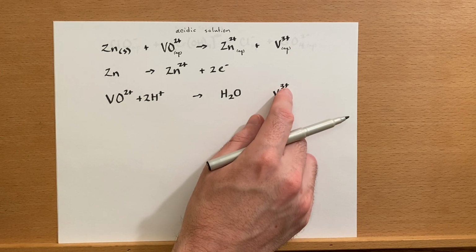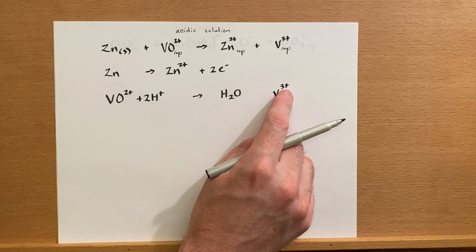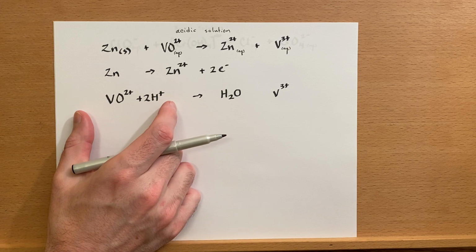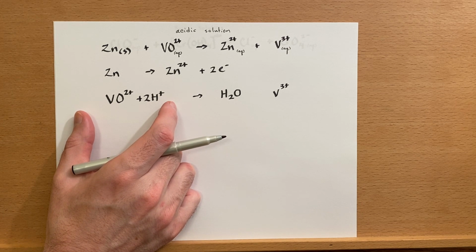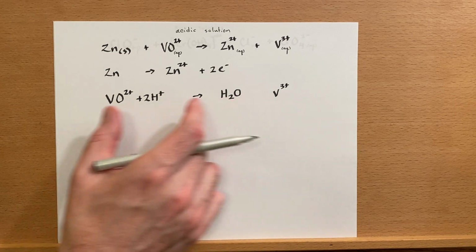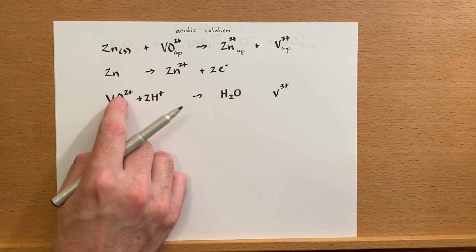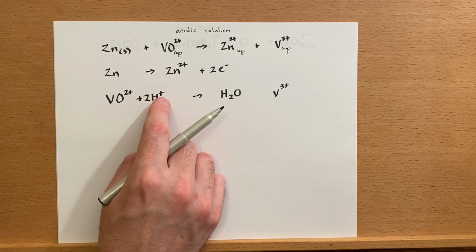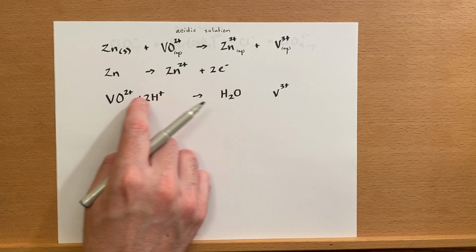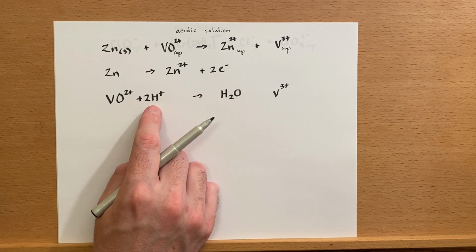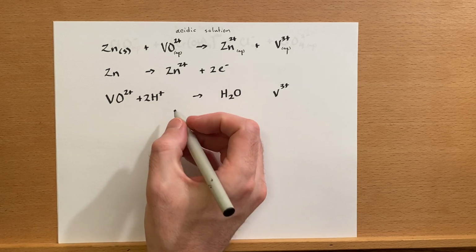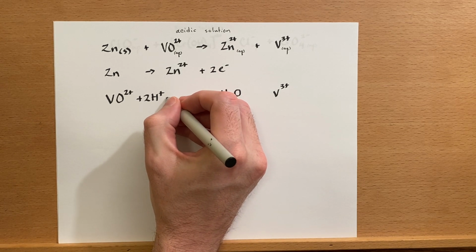I'll add them up. I have 3 positive charges on my product side, and so I will need 3 positive charges on the reactant side in order to get both of these sides to balance. Right now I have 2 here, and I have an additional 2 here, right? Because I have 2 H+. So that means I have 4 plus charges on my reactant side. So to get it down to 3, I'll simply add an electron to this side.